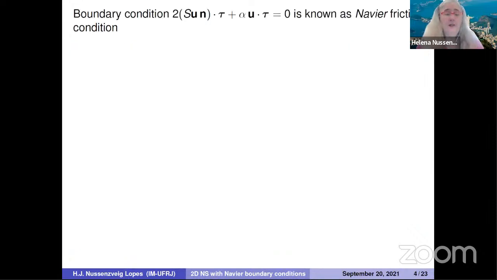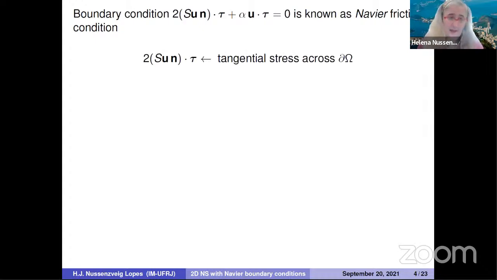Okay. So this boundary condition is known as a Navier friction condition. And Su·n is the stress across the surface, across the boundary. And Su·n·tau, or twice Su·n·tau, is the tangential stress across the boundary. Minus alpha u·tau is the resistance due to friction. And here we're thinking of the physically correct model where alpha is positive. The friction coefficient is positive.